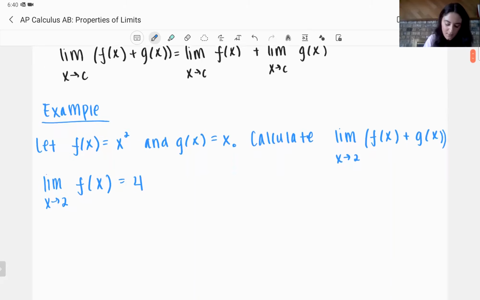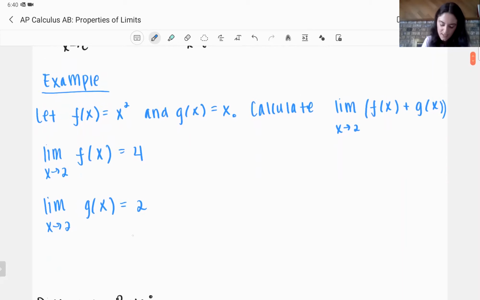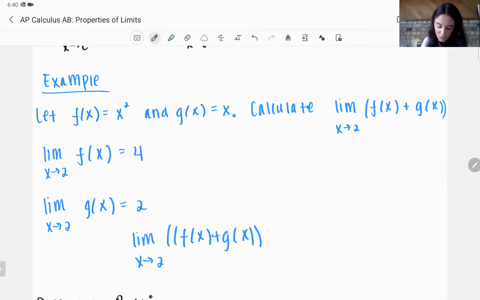And then we'll do the same thing for g of x. The limit as x approaches 2 of g of x is going to equal 2. Again, do that same graphing if you don't believe me, but the limit for that is going to be 2. So now the sum rule says to get our final answer, all we have to do is add these limits together. So the limit as x approaches 2 of f of x plus g of x is just going to equal 4 plus 2, which is equal to 6. So 6 is our final answer for this limit.